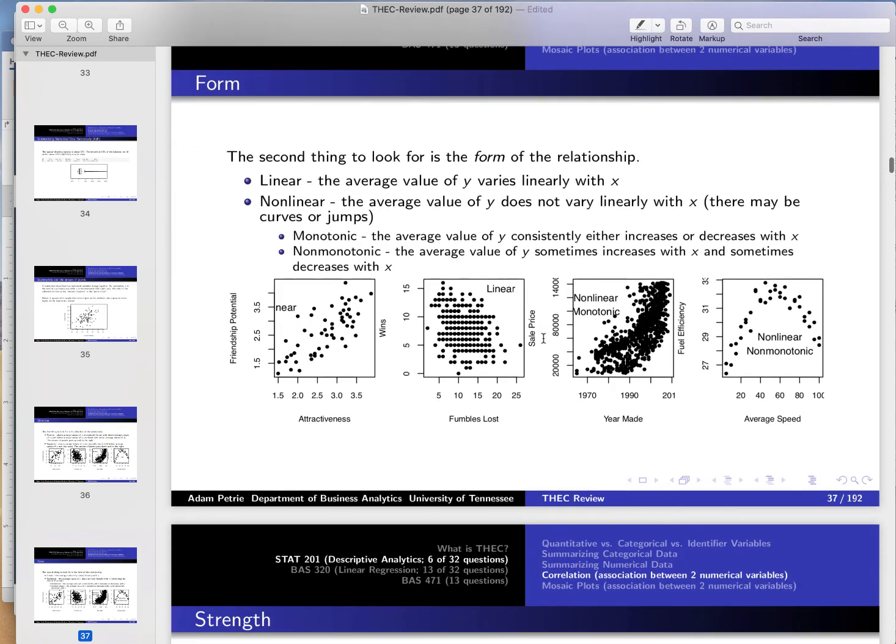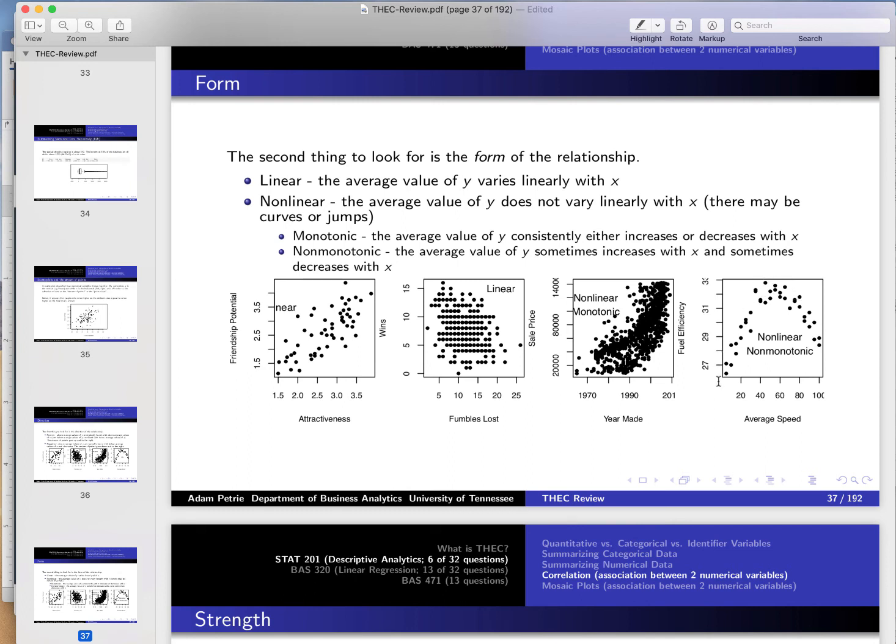The next thing we talk about is the form of the relationship. Is the trajectory well described, at least roughly, by a straight line, like what we have in these first two scatter plots, a positive and negative relationship here? Or does it look like the trajectory is curved? When the trajectory is curved, we call that a nonlinear relationship. Both these scatter plots on the right have curves to the trajectory.